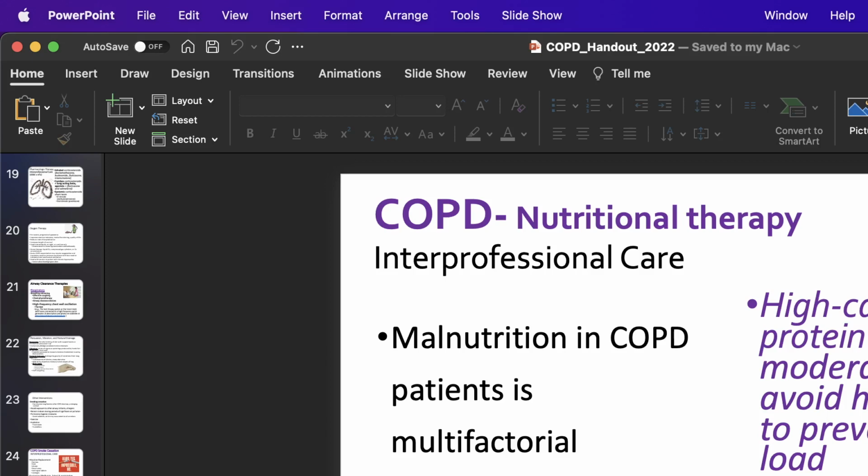So do you want them on a moderate to high fat diet? Moderate to high fat, yes. Okay. Yeah, just not high carbohydrate. Is that something where you want to tell them to also avoid low density?